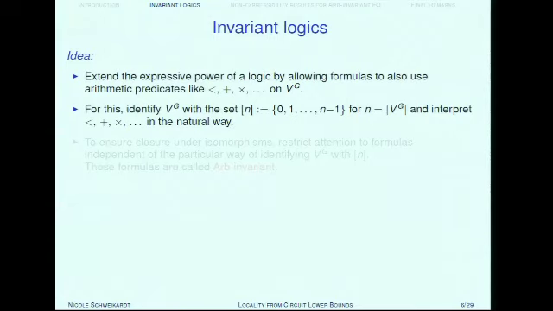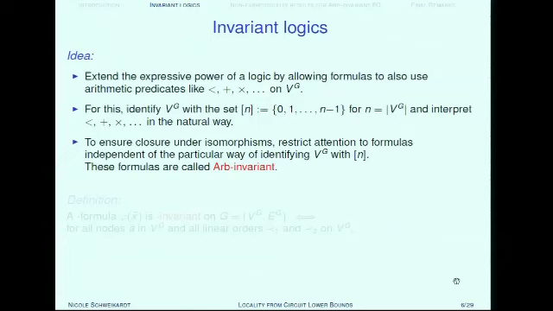So when you have a graph with a vertex set V and a linear order on this set, you just identify the vertices with an initial segment of natural numbers. So with the numbers 0, 1 up to n minus 1, if n is the size of the vertex set.